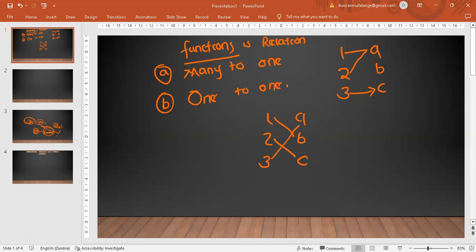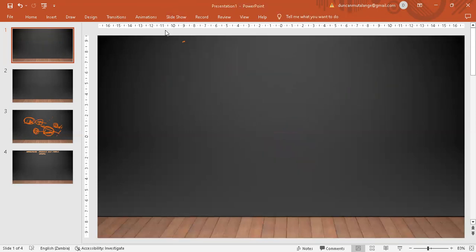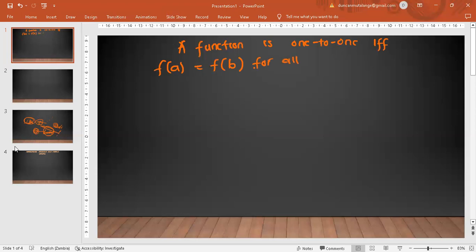So now how do you state it in terms of a function? Let's say we have been given something like this. You can write: a function is one-to-one if and only if f of a is equal to f of b for all elements. So what do we mean by this? Let's just do one example. I think this will be enough.